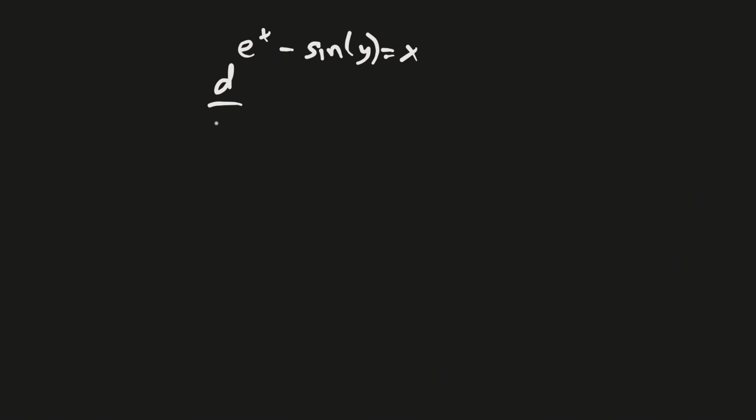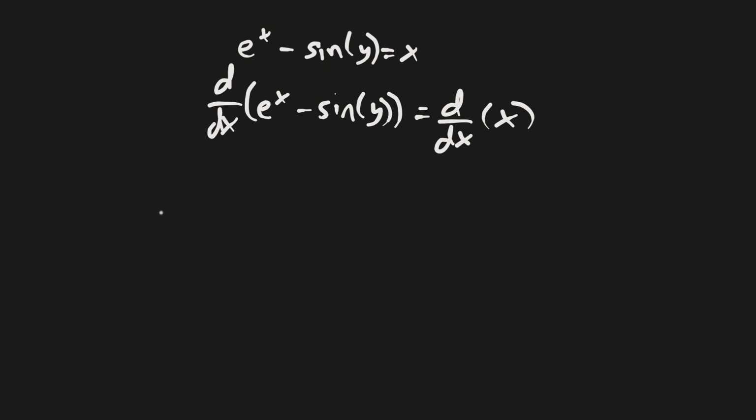So I need to find the derivative of both sides. We'll do that first. We have to do that first. That's like the first step of implicit differentiation. So we find the derivative of both sides. That's the first thing we've got to do. So what's this going to be equal to?